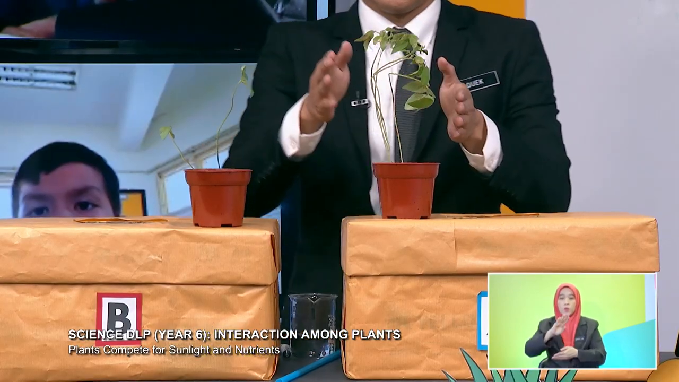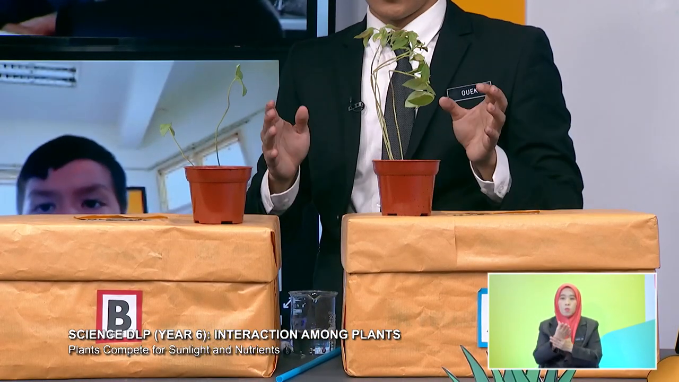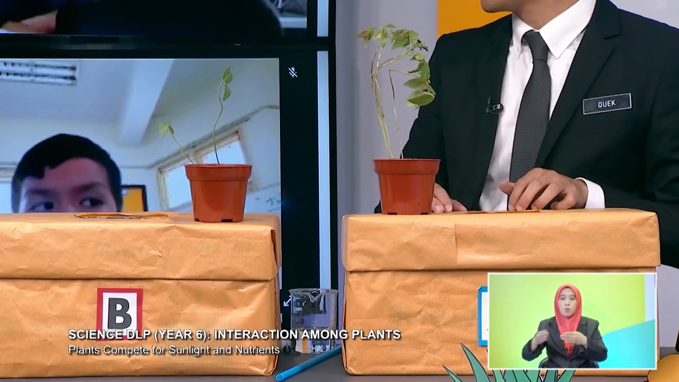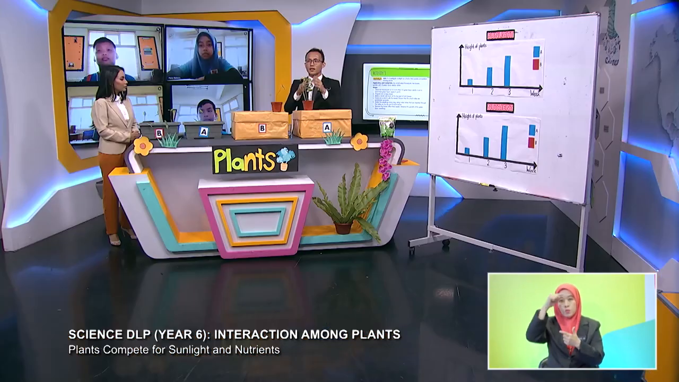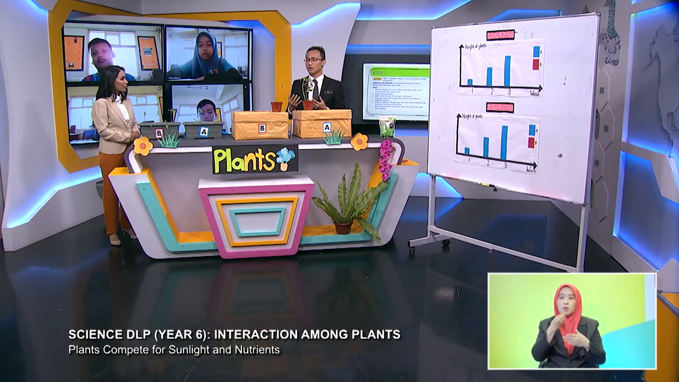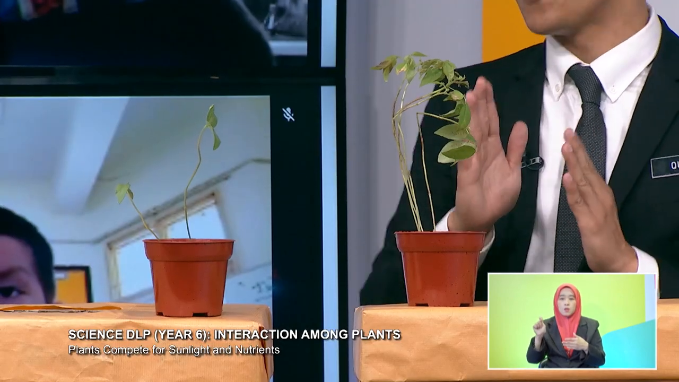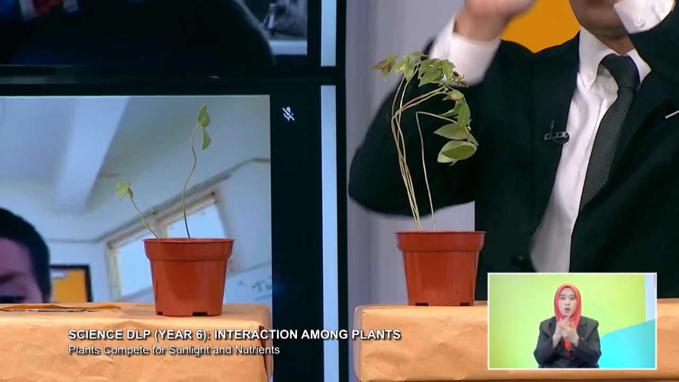And there's a reason for it too. The reason is because the plants in pot A, because this is a dark area, will want to compete for sunlight. So they want to achieve sunlight, if not, they cannot make food, because plants have to produce their own food through the process of photosynthesis. So it is a race, to see who can reach the top the fastest.